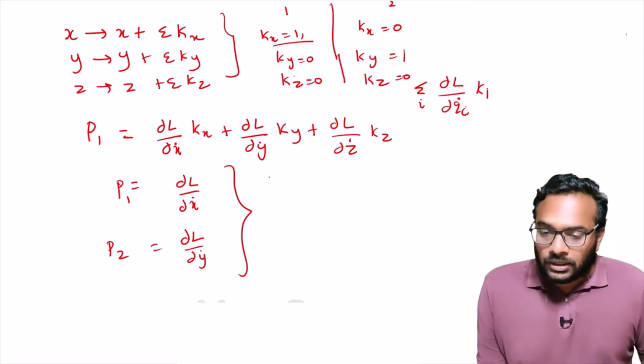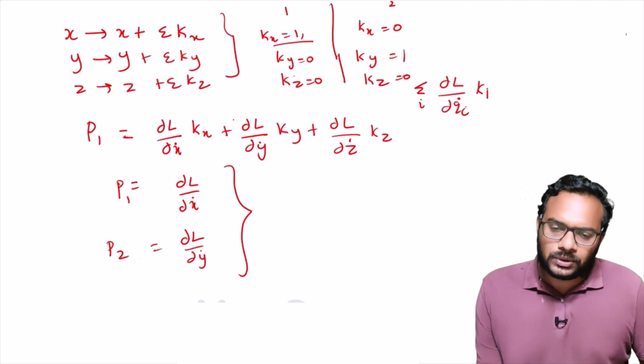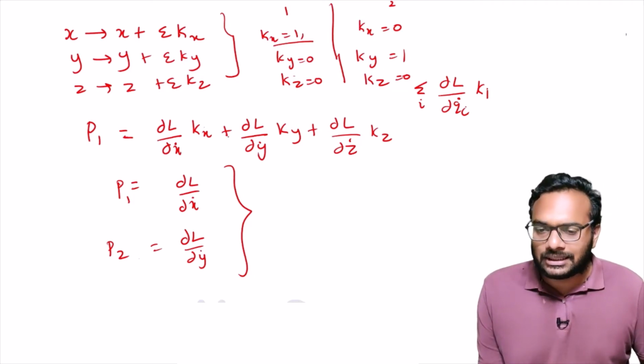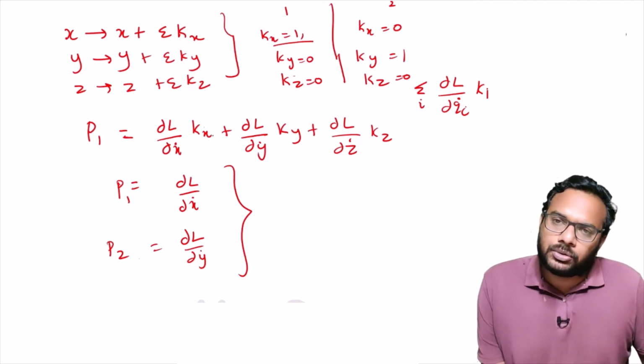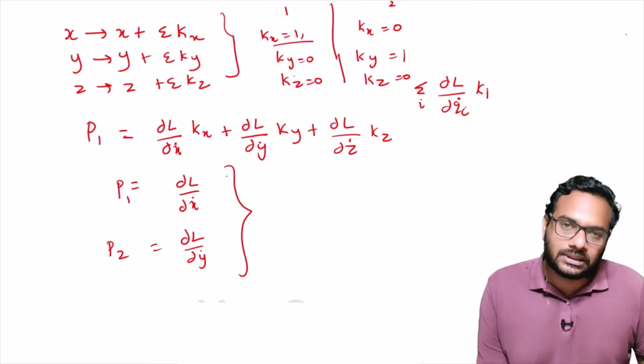Now, for p1 and p2, as I said, we chose kx and ky to be 1 and 0, etc. Instead of 1, you could take 2, no problem, because if p1 is conserved, then 2p1 is also a conserved quantity. There's no problem.